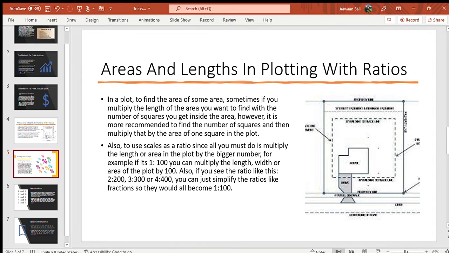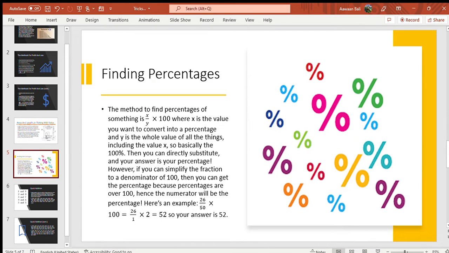Now, finding percentages. The method to find percentages of something is x divided by y times 100, where x is the value you want to convert into a percentage. Y is the value of everything, basically 100%. So you can substitute, and the answer is your percentage.